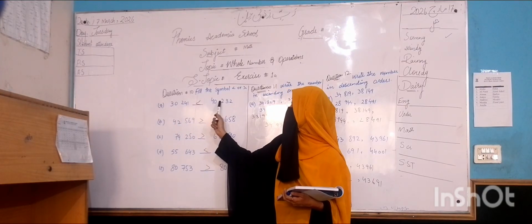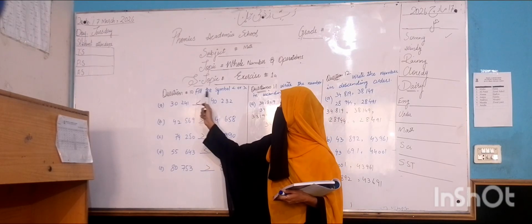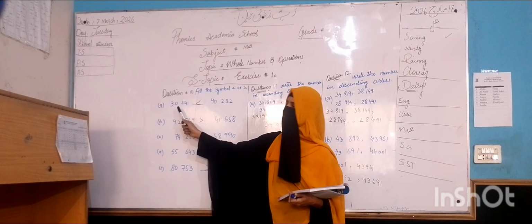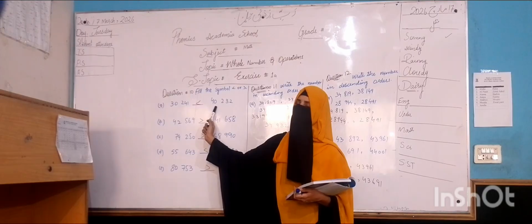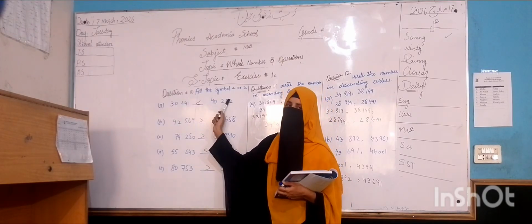13,241 and 40,232. So students, you know that when you compare both sides, this side is smaller because there is a 30,000 and a 40,000. So the less than sign is to be used because this side is smaller than the right side.